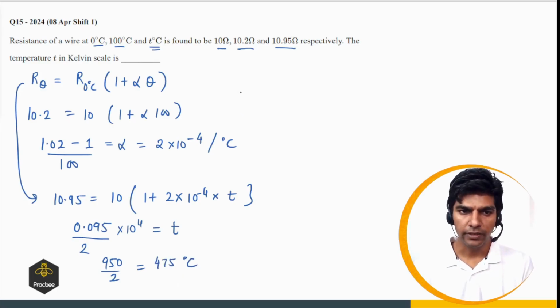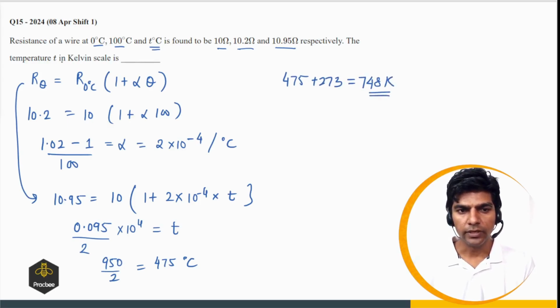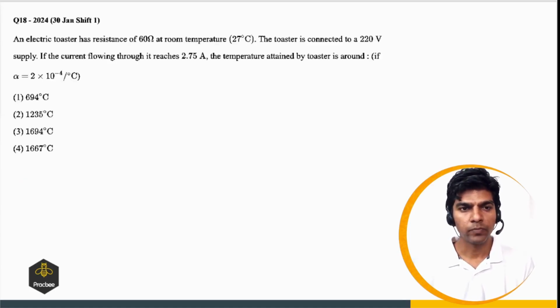Now we have to find temperature in Kelvin. So 475 plus 273. So this will give us 748 Kelvin. So T in Kelvin is 748. So that is the answer. Right. So now let's see another illustration.